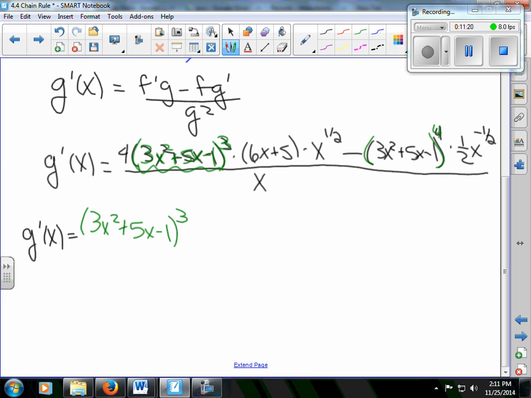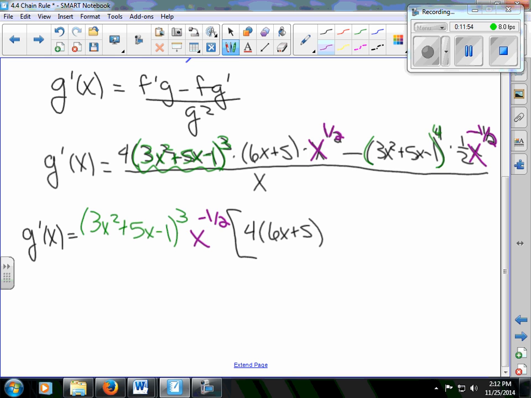Also, we've already done this a little bit, but I'm going to see this x. I have an x in both products. One is to the 1/2, and the other one is to the negative 1/2. So I'm going to factor out the one with the smaller degree. That would be a negative 1/2. Okay, and let's see what we have left. In the first term here, I have a 4. I took all of this green 3x squared plus 5x minus 1. I took all 3 of those out. Then I have a 6x plus 5 left.